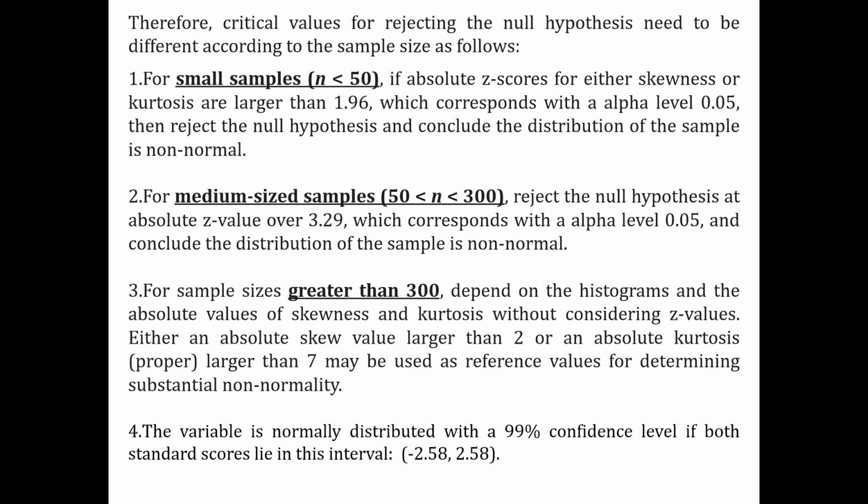When we have a sample size greater than 300, depending on the histogram and the absolute values of skewness and kurtosis, without considering the Z value, either an absolute skew value larger than 2 or an absolute kurtosis larger than 7 may be used as a reference value for determining substantial non-normality. And lastly, the variable is normally distributed with a 99 percent confidence level if both standard scores lie in this interval, that is minus 2.58 to 2.58.